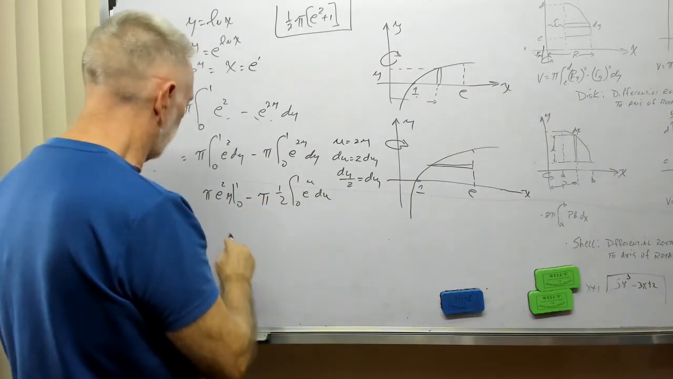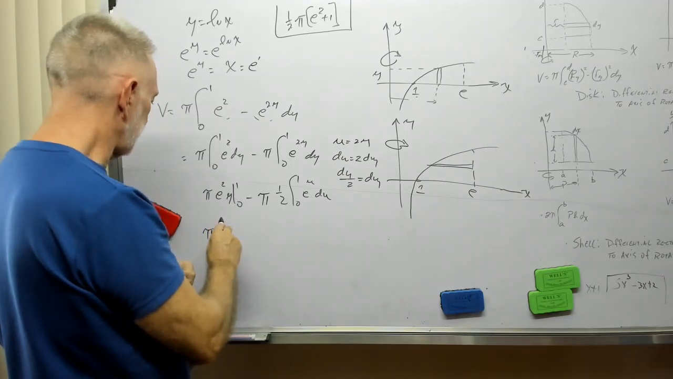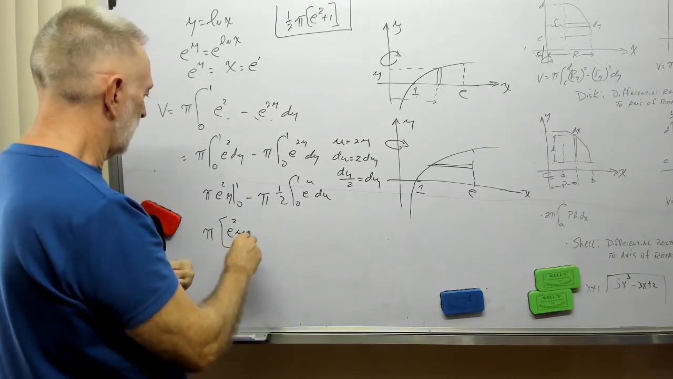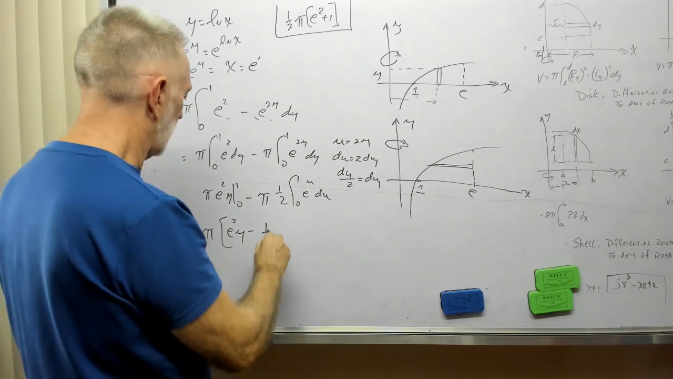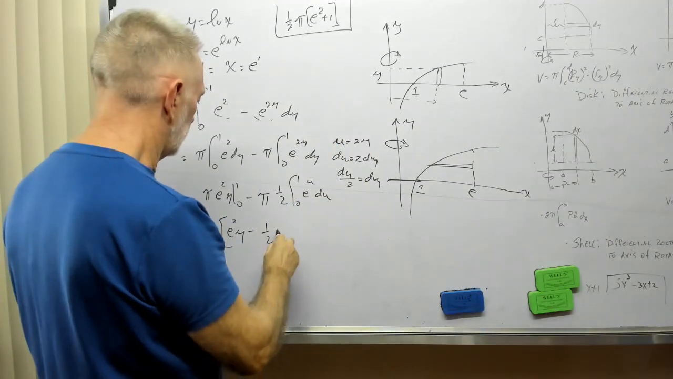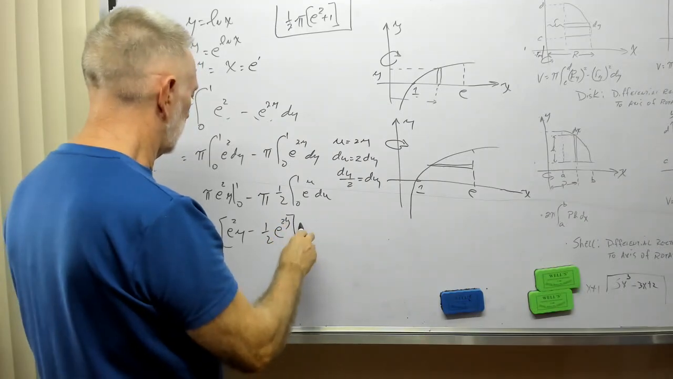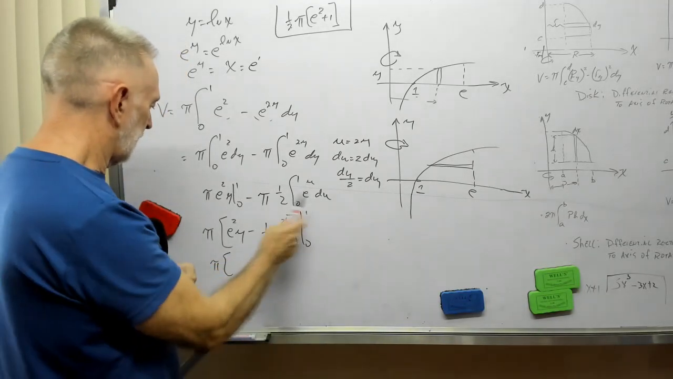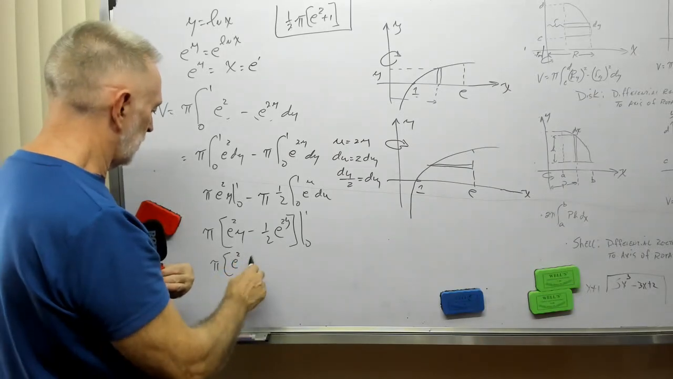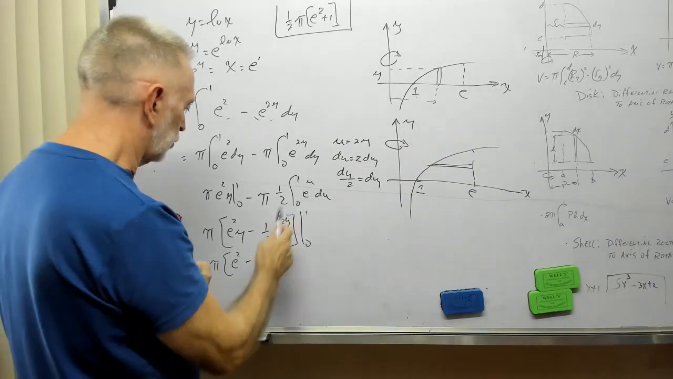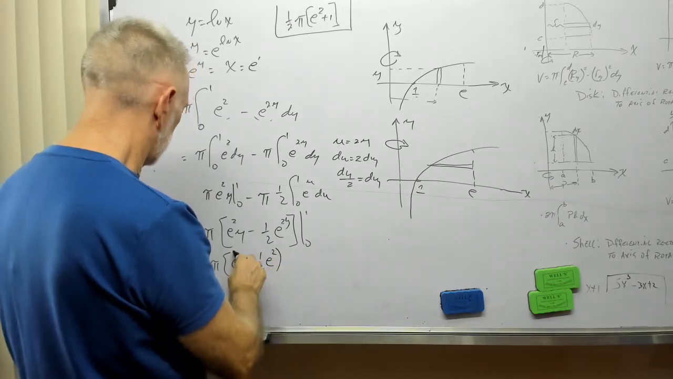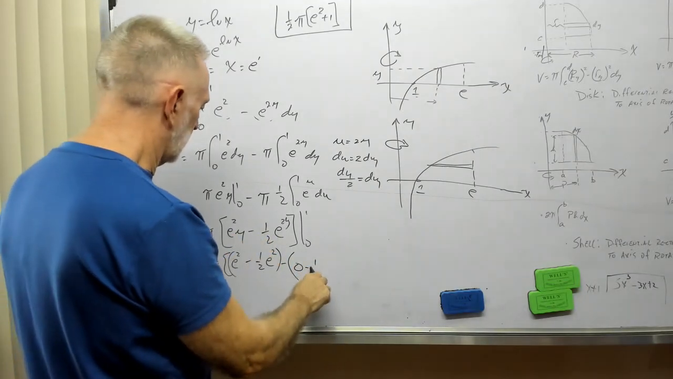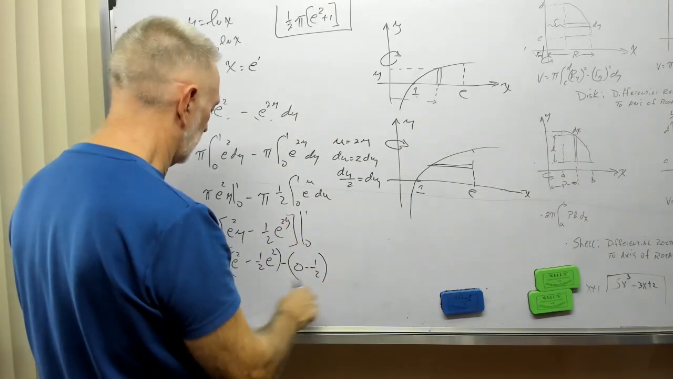So what does all of this give me? Now I'm going to pull the pi out of both of these. I have e squared y minus 1/2 e to the u, and u was 2y, so e to the 2y, and all of this is from 0 to 1. All right, so pi times e squared times 1 minus 1/2 e to the 2 times 1, minus 0 minus 1/2 e to the 0, which is just 1.